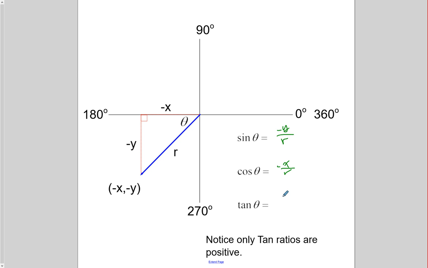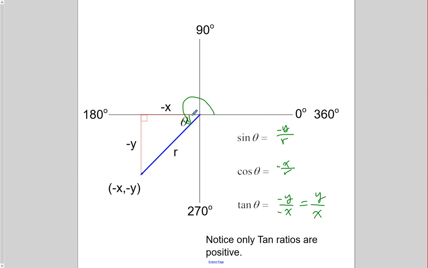Tangent is opposite over adjacent. Oh, a negative divided by a negative cancels out to be a positive. So because the two sides are both negative, they'll cancel out to be a positive, and I end up with a positive tan ratio. So whenever I take the tangent of an angle like this, that ends up in the third quadrant, it's going to be greater than 180 degrees but less than 270, it's going to be positive.